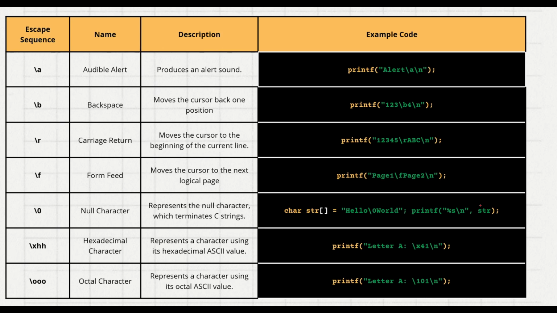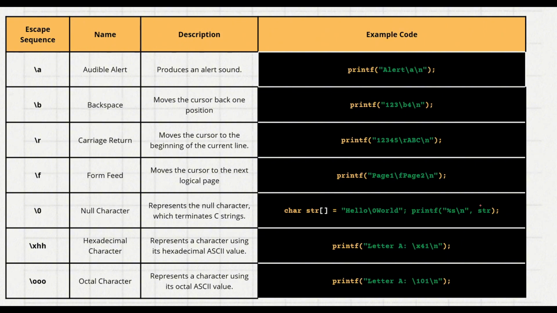Next, we have \b, or backspace. This moves the cursor back one position, effectively erasing the previous character. For example, this code will display 124 by erasing the 3. The \r sequence is the carriage return, which moves the cursor to the beginning of the current line. Using this code, we replace 1, 2, 3, 4, 5 with ABC on the same line as the cursor resets to the start.